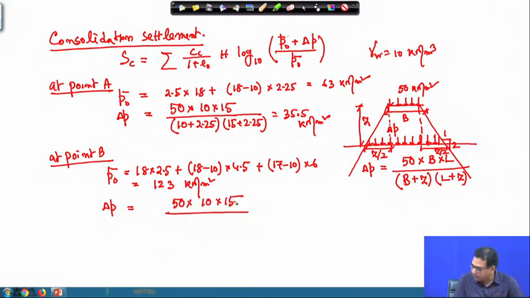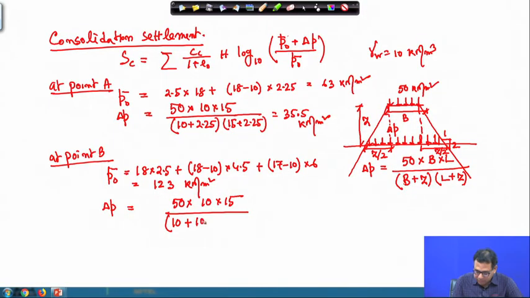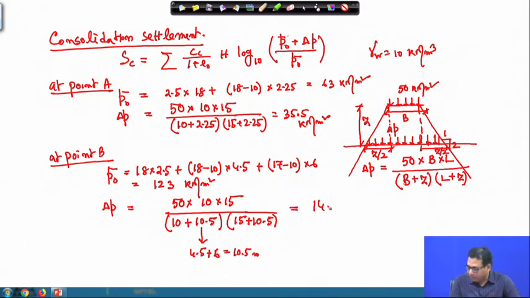15 divided by 10 plus, because it is from the base, that distance is 4.5 plus 6, that means it will be 10.5. So, these things is coming 4.5 plus 6, that is 10.5 meter. And similarly L direction it will be 15 plus 10.5. So, this value will be 14.35 kilonewton per meter square.